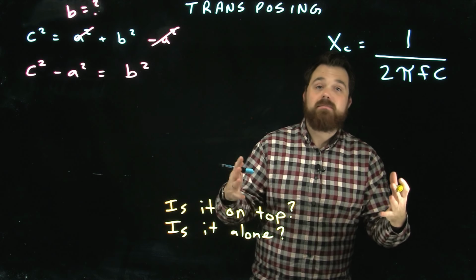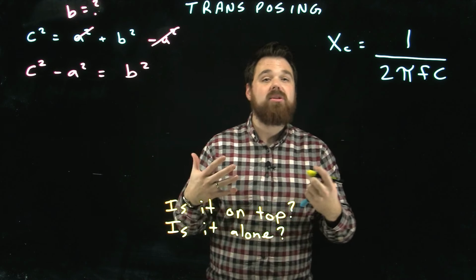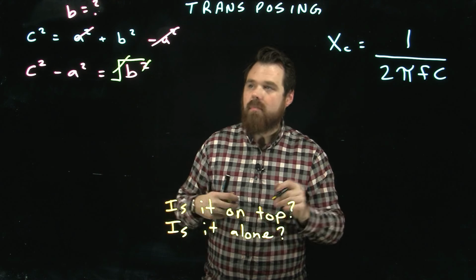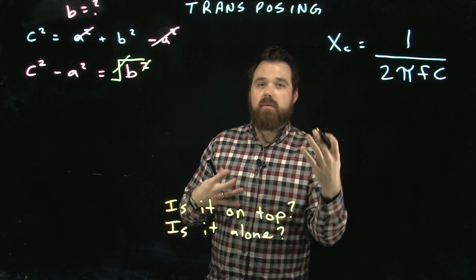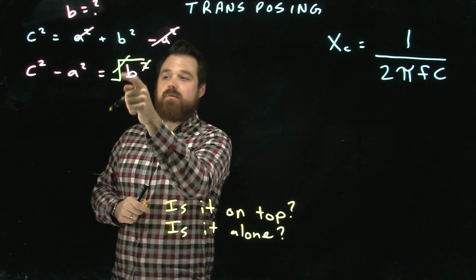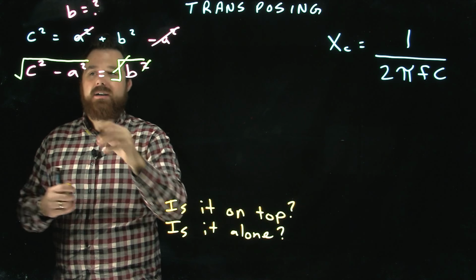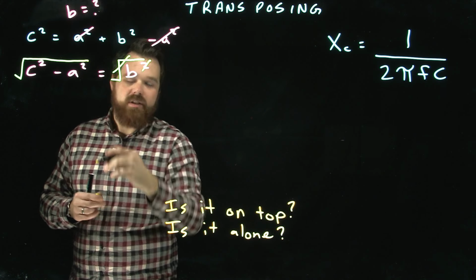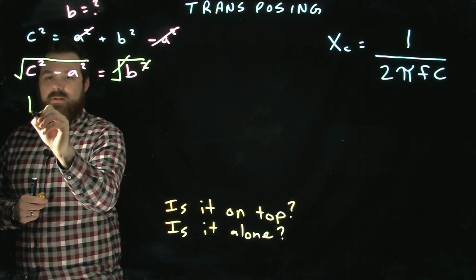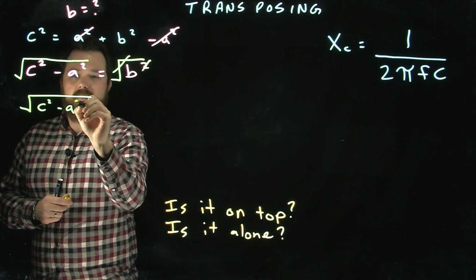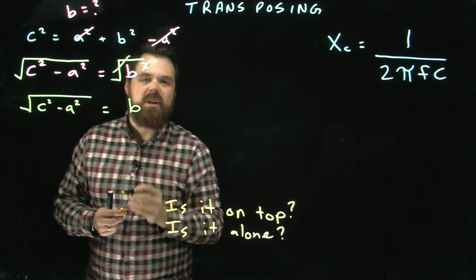Perfect. Unfortunately, still not alone, right? We're still squared and we're looking for just b. Well, in order to get rid of this square, what we're going to do is we are going to square root the b, and those will cancel each other out. However we do it to one side, we need to do it to the other side. We square rooted this whole side, which means we're going to need to square root this whole side, leaving both the c and the a underneath that square root symbol, which leaves us with the square root of c squared minus a squared equals b.